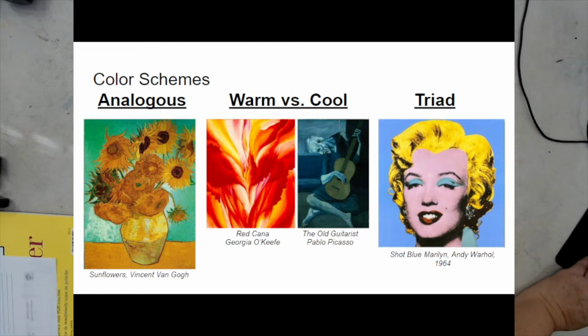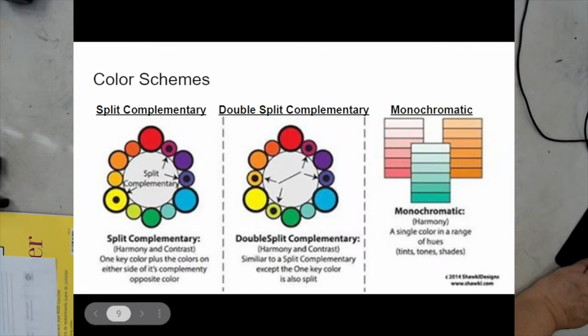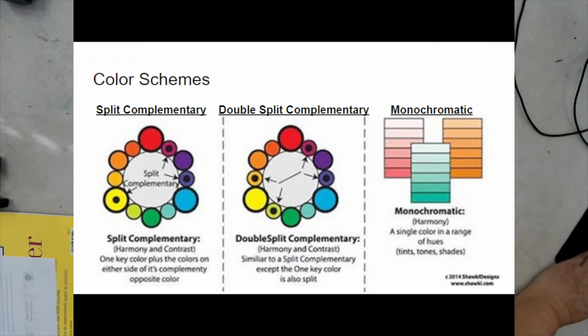And I have this Andy Warhol Shot Blue Marilyn here, which is a triad because it's mainly primary colors. We have reds, yellows, and blues in this, so that makes a nice triad. So we still have more color schemes. We have what's called a split complement, a double split complement, and monochromatic.